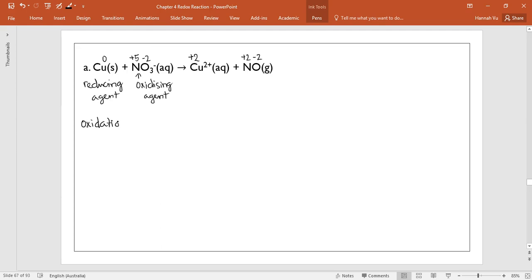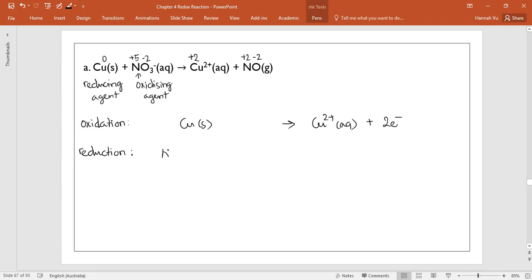which is going to be copper solid going to copper 2 plus, and the key element, which is copper, is already balanced. There's no oxygen or hydrogen to be balanced, so I will just go straight to 2 electrons, which indicates that it's oxidation as electrons are lost. Now for the reduction, because this is under acidic condition, I can use COHES to balance.